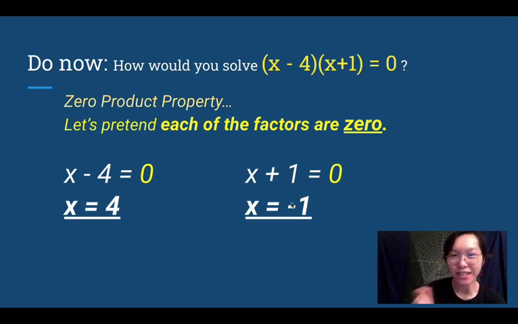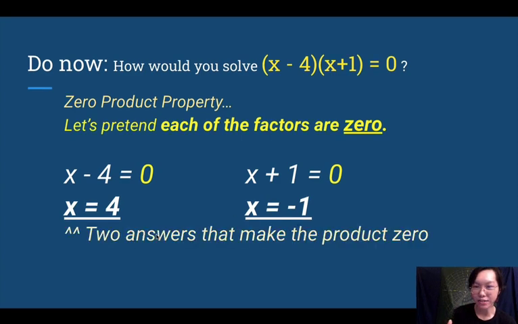But I want you to see the key thing here. These answers make this product 0. Say you place in 4 for x, that'll be 4 minus 4, which is 0, and that ultimately makes the whole thing 0. The same thing will happen with negative 1.